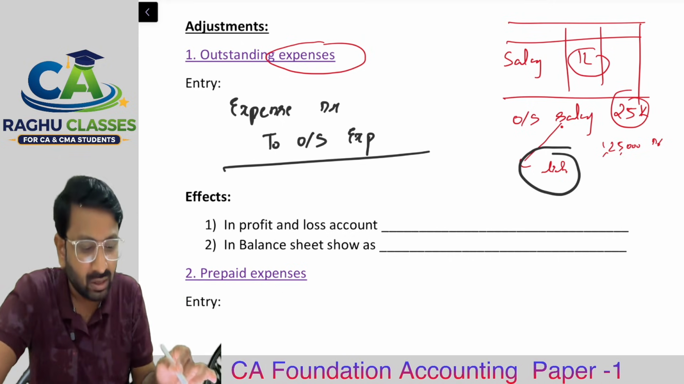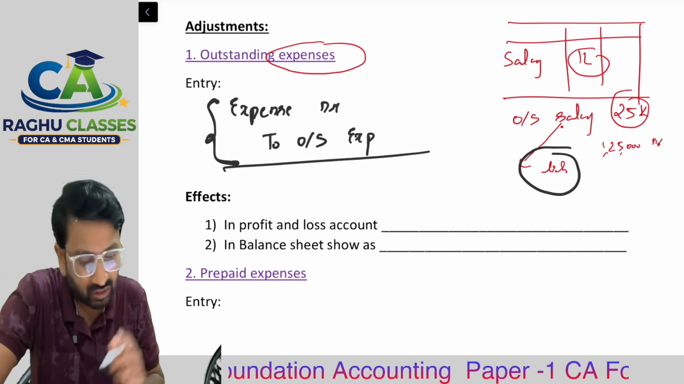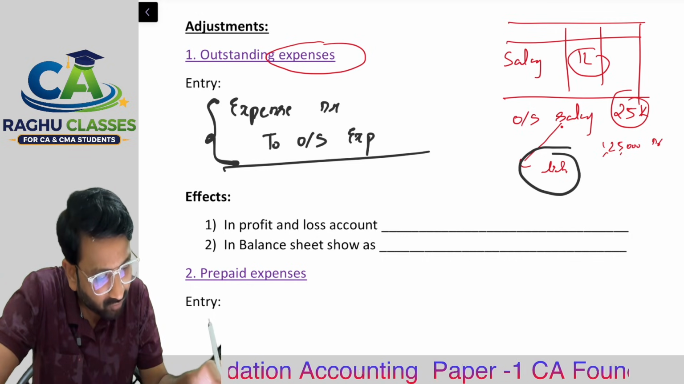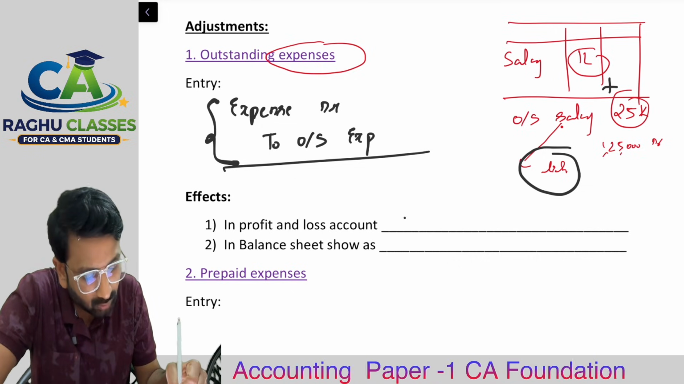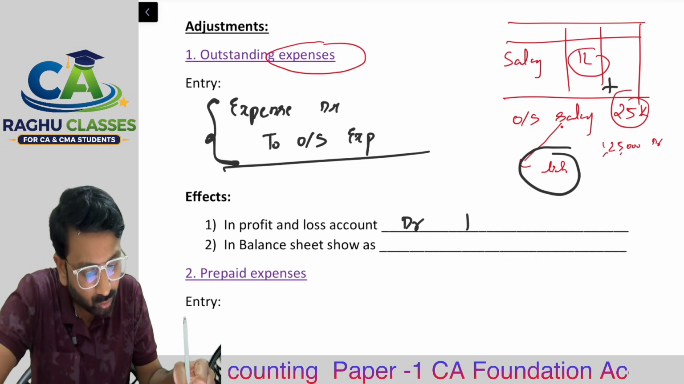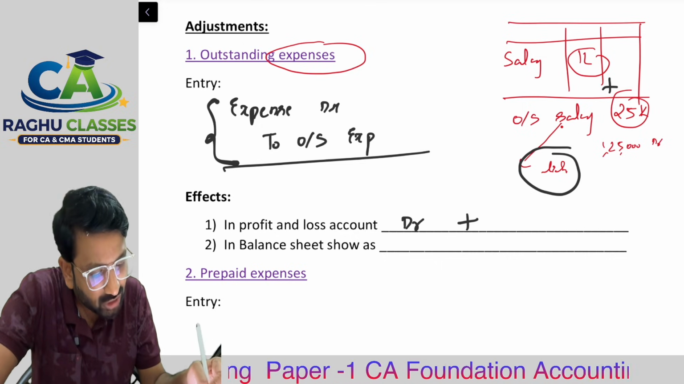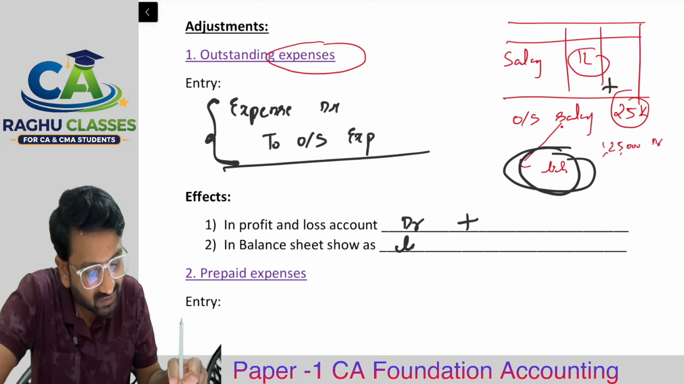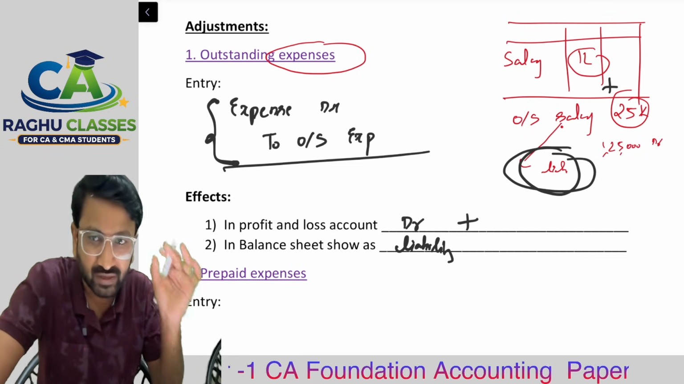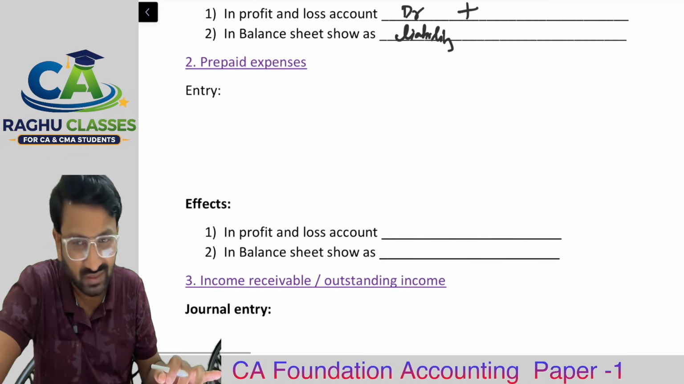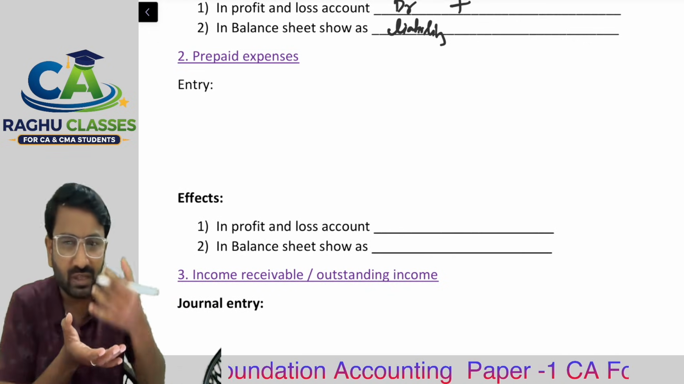Now, if it is outside the TB, as I told you, there are two effects. Effect number one will be in the profit and loss account, where we are adding on the debit side, so we are going to increase my expense. And in the balance sheet, we are going to show that as a liability. This is how we treat outstanding expense. Now, let's move on to the second adjustment, prepaid expense. What is the meaning of prepaid expense?